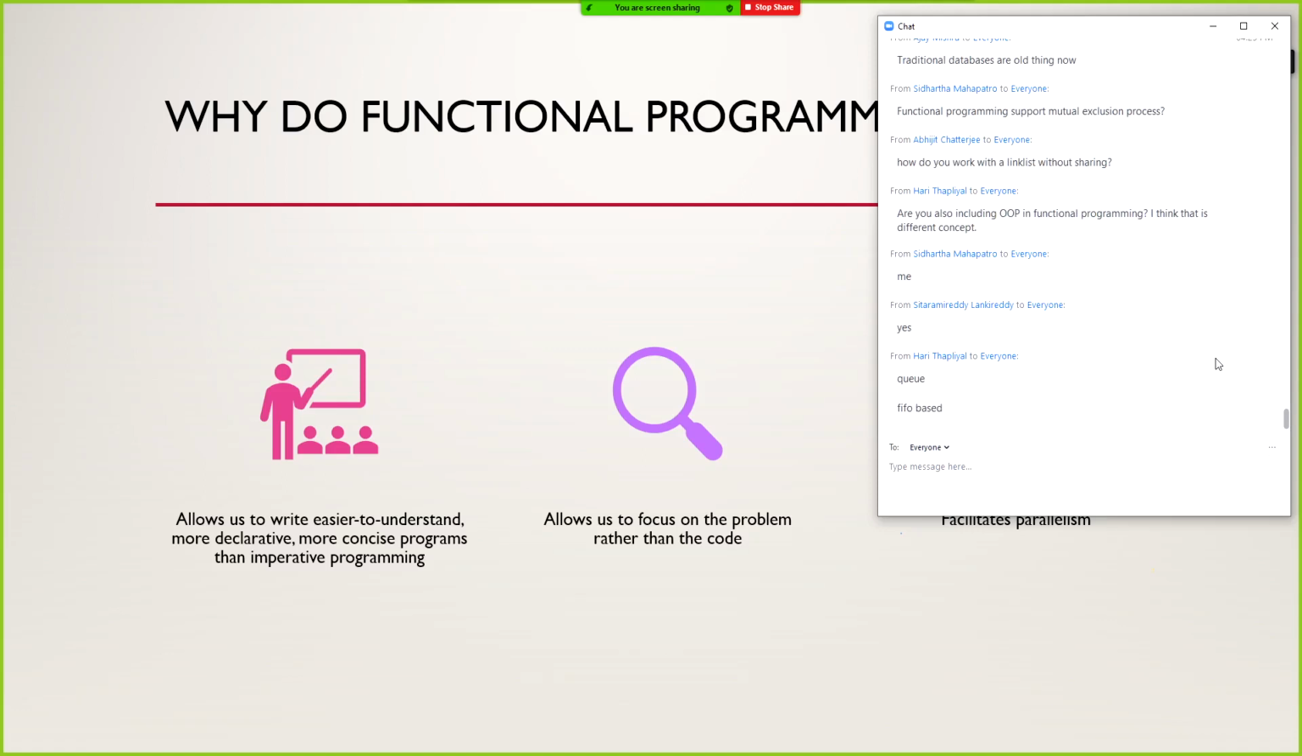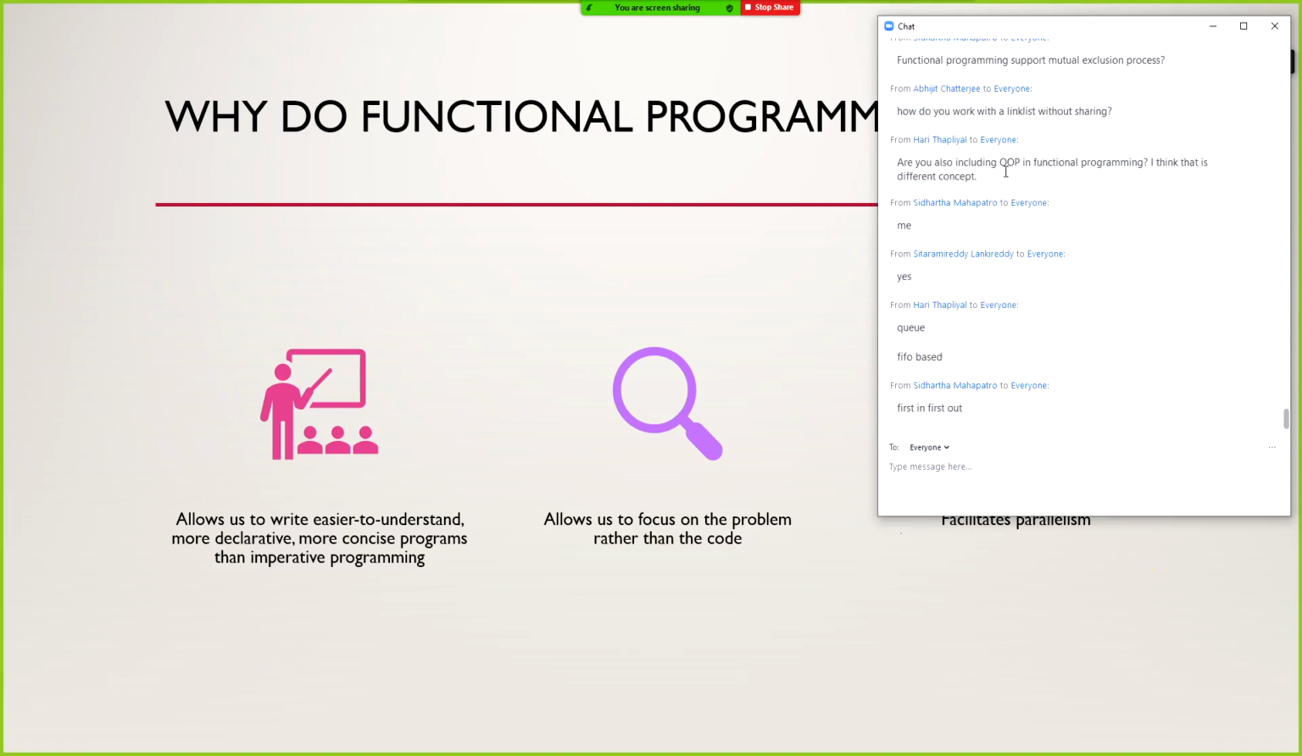Yeah, that's right. Also, are you including OOP in functional programming? I think that is a different concept. I'm not including OOP in functional programming, it's totally functional programming. As I said, the way we write the program is where the difference is. Polymorphism is a concept in OOP which can be applied very well, but functional programming also has that potential, because polymorphism is a great thing.